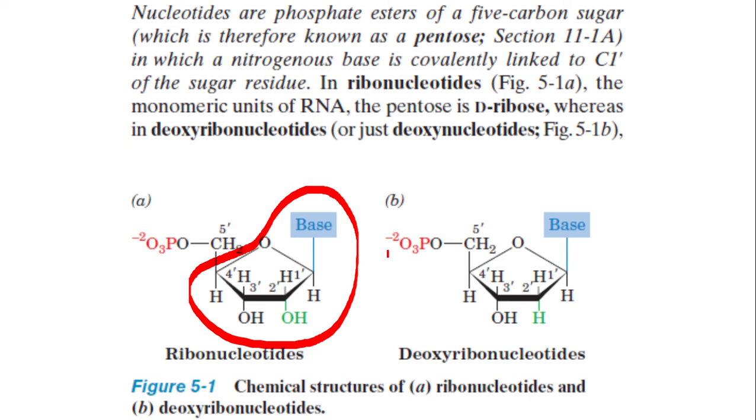Okay. Now this nucleoside joins with the phosphate groups, making it a nucleotide. So this is a ribonucleotide because this OH is present, while here OH is absent. Therefore, this is a deoxyribonucleotide. Draw this structure several times. You need to draw it for the examination.